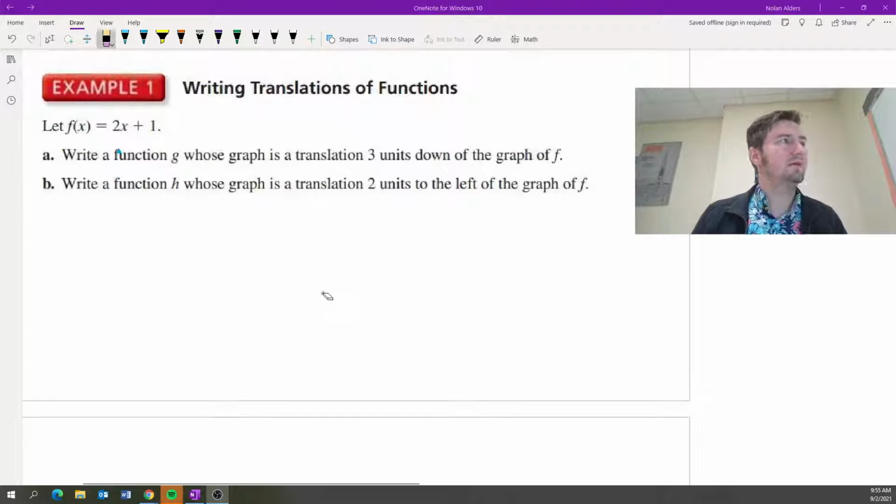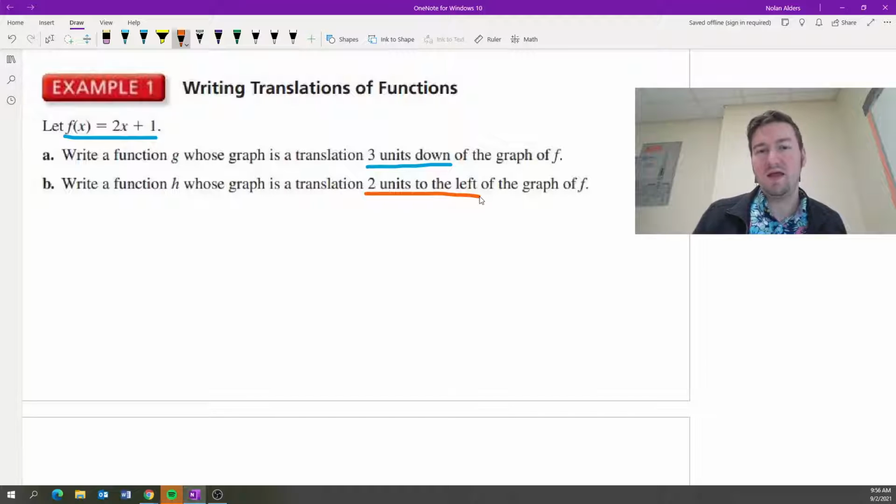So let's go down here to example 1, and we're going to work this out. So we're going to take this base function and we're going to move it 3 units down. And then we're going to work this problem again, and instead of moving it 3 units down, we're going to move it 2 units to the left. Just so you can see the difference between up and down and left and right when it comes to transformations on a function.